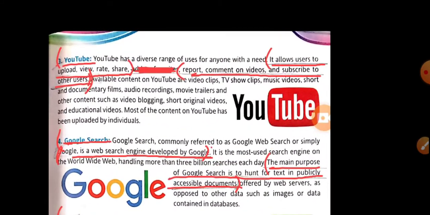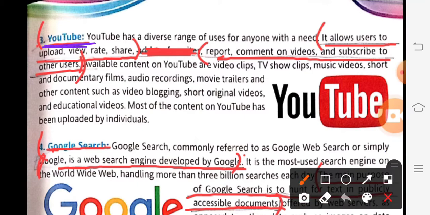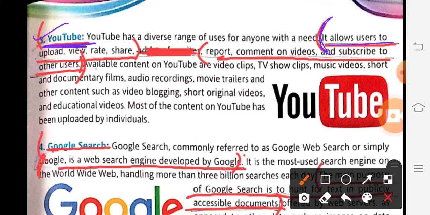Then move on to point number 3. Point number 3 also marked it already. क्या लिखोगे, give the heading YouTube. सबसे पहले look at here, YouTube heading दोगे third point and start writing from here: it allows the users to upload, view, rate, share, comma, report, comment on videos and subscribe to other users, up to here only.